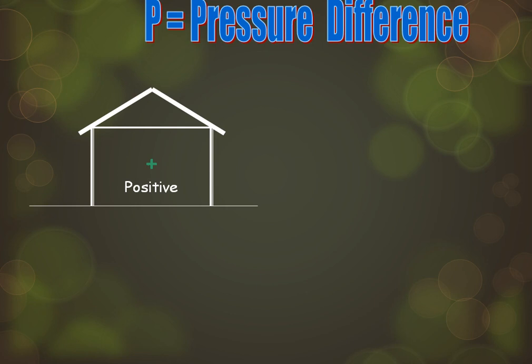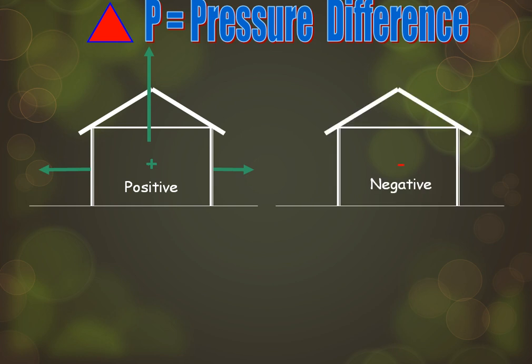So, delta P, or triangle P, equals pressure difference. Consider this house. It is under positive pressure, and as such, the air inside is pushing out against the outer walls. Add a second house, this one under negative pressure. In this case, the air inside it feels like it's being compressed, or the air from the outside is pushing in from the outside to the inside.